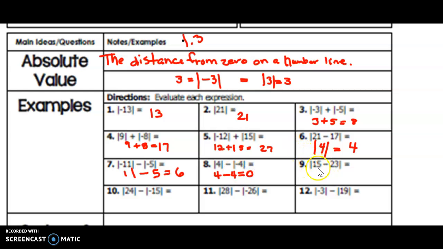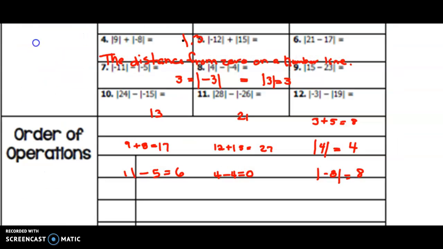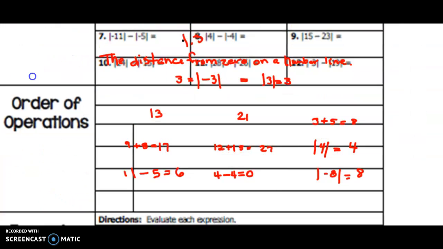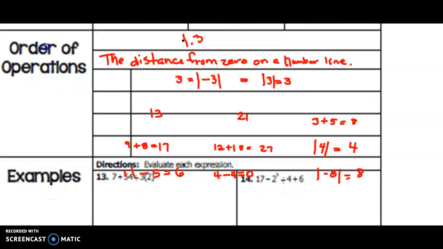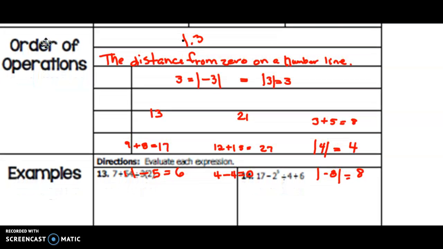And again, here's this situation, 15 minus 23 has to be done first, so you'd have the absolute value here of negative 8, but then once you take the absolute value of negative 8, you would have a positive 8. So we're going to scoot down. We're going to leave that part of the assignment now, and we're going to move to the second section. And again, you can slow down the video, whatever you need to do.